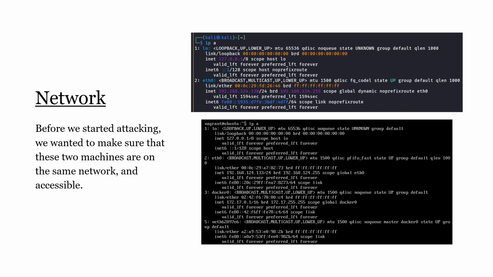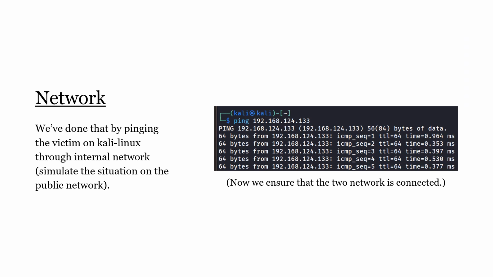service over the network. And after setting up the network, we need to make sure that the two machines can actually communicate. So here, we simply use the ping command from Kali Linux to test whether the victim machine is reachable. And once we receive a response, we can confirm that the network connection is working correctly.